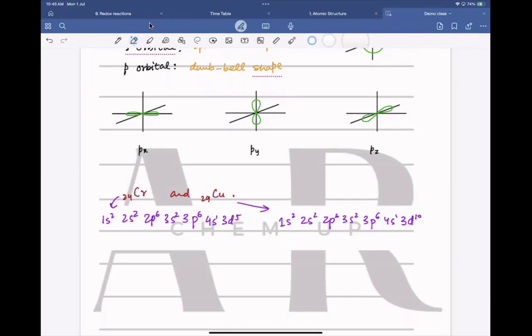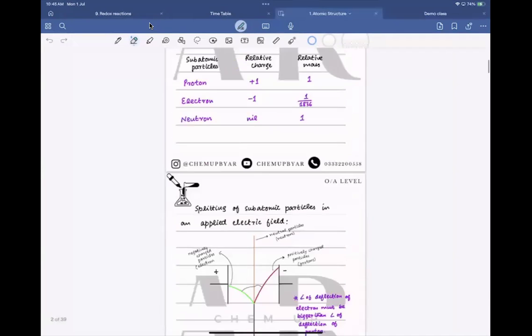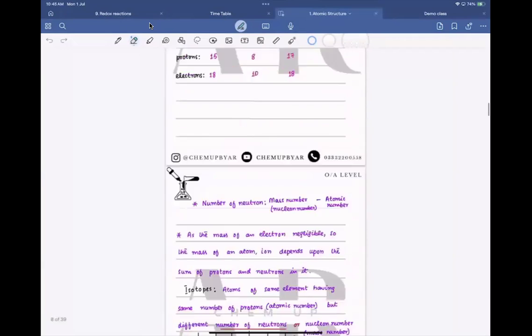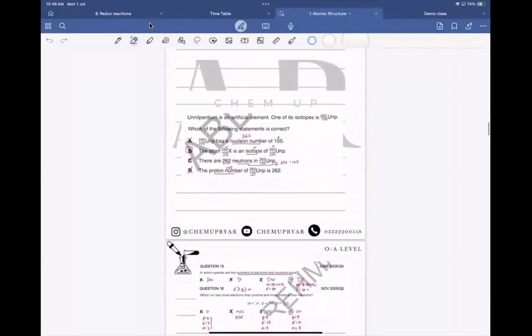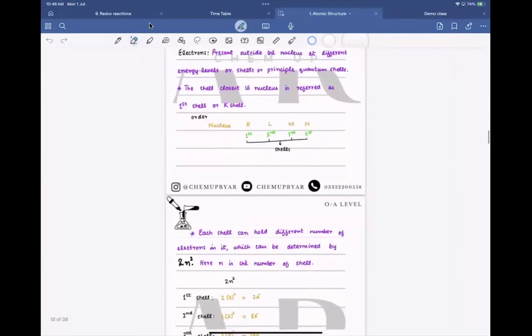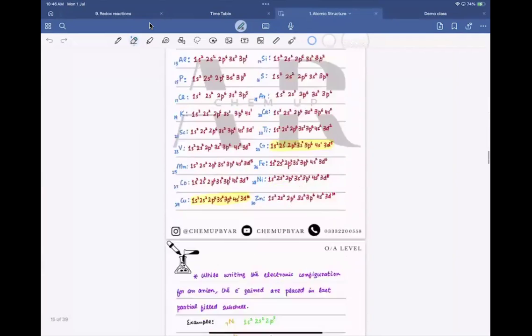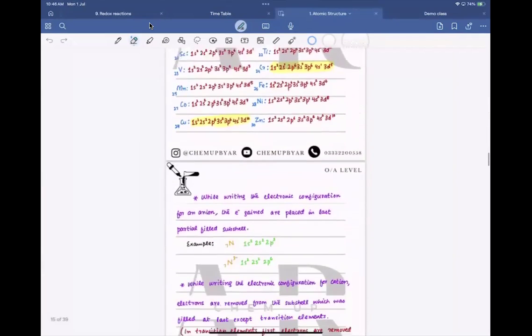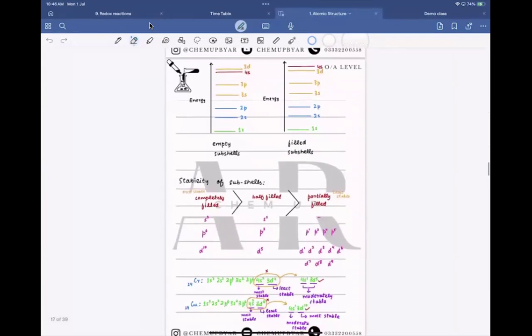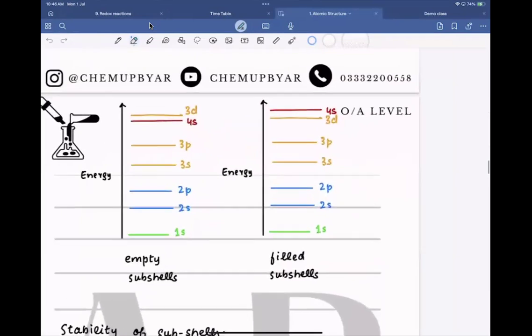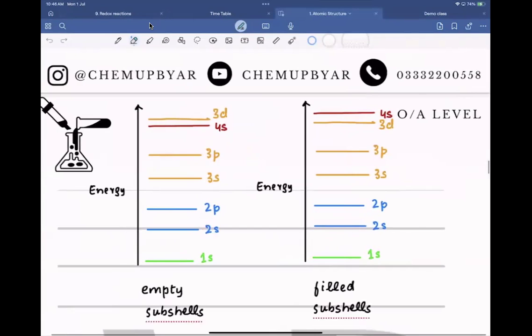Okay? Yes, sir. So I'm going to share this whole file with you, so you can go through the questions and complete the notes in detail. And if you find any difficulty in any one of them, you can ask me. Okay. So basically the difference is due to this.